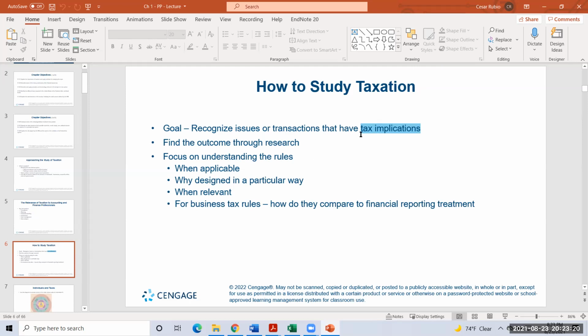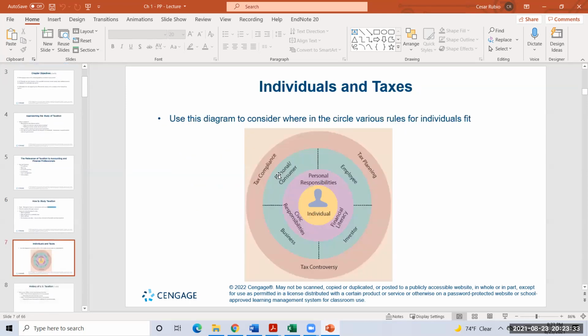Just, what's the law? What is it for? How do I apply it? Okay. And you'll know what I mean when it comes down to other chapters. But that's what I would suggest when it comes down to studying.